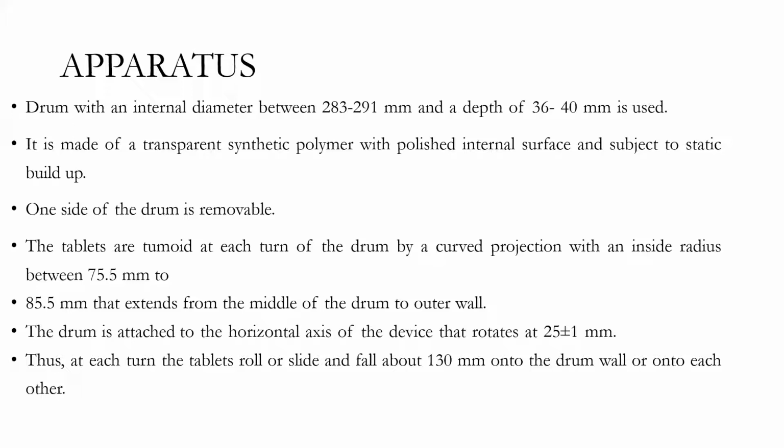Here one side of the drum is removable, where you have to put the tablets. Tablets are sometimes oval shaped, so we have to put them inside that radius. There should be a curved projection, between 75.5 millimeter to 85.5 millimeter, that extends from the middle of the drum to the outer wall where we need to put the tablets. The drum is attached to a horizontal axis of the device that rotates at 25 plus or minus 1 rpm. At each turn, the tablets roll or slide and fall about 130 millimeter onto the drum wall and the other side also.